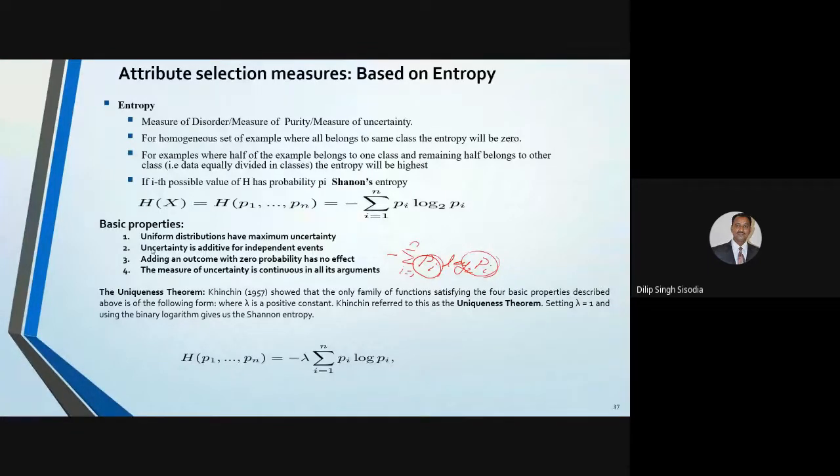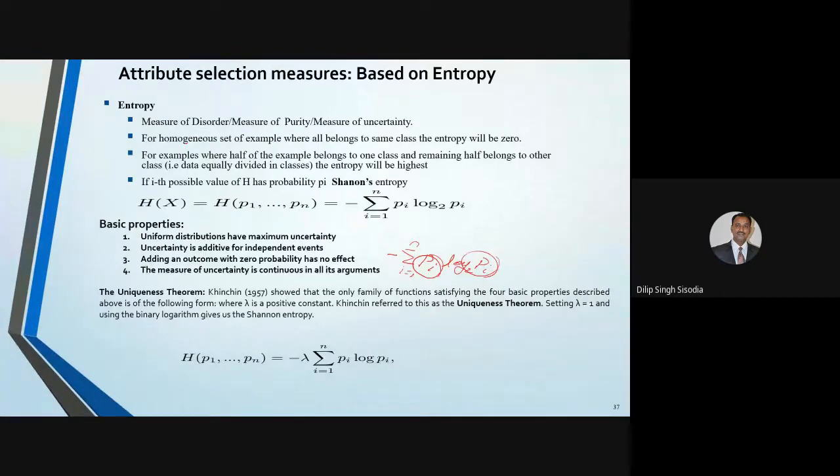Suppose one event is flipping a coin, and the other event is flipping two coins. Then their uncertainty will be additive, meaning whatever probability it is, it adds to the other. Third, adding an outcome with zero probability has no effect. Fourth, the measure of uncertainty is continuous in all its arguments. So these are the four basic properties which are satisfied by this Shannon entropy formula.